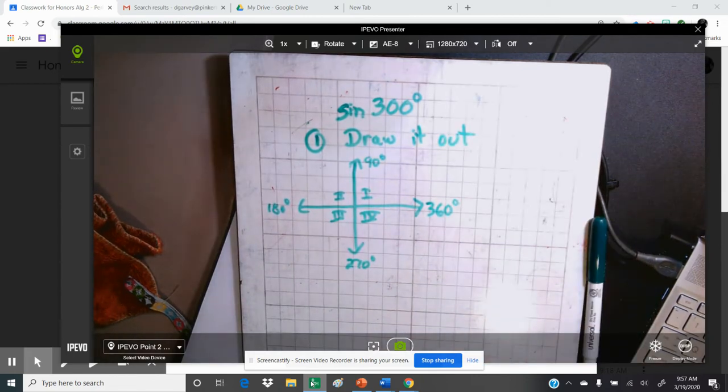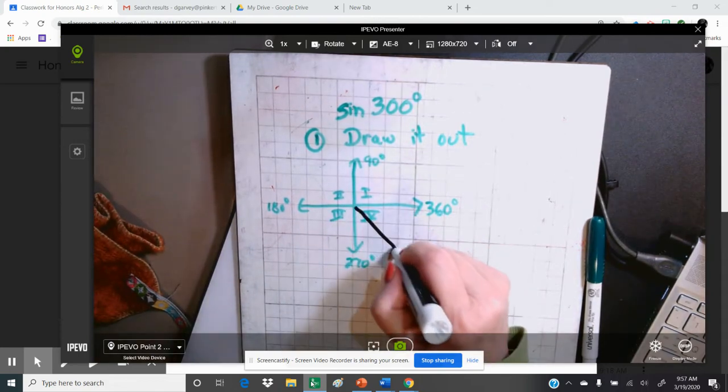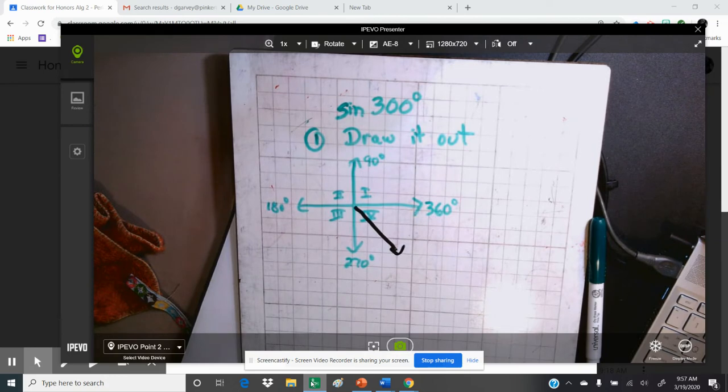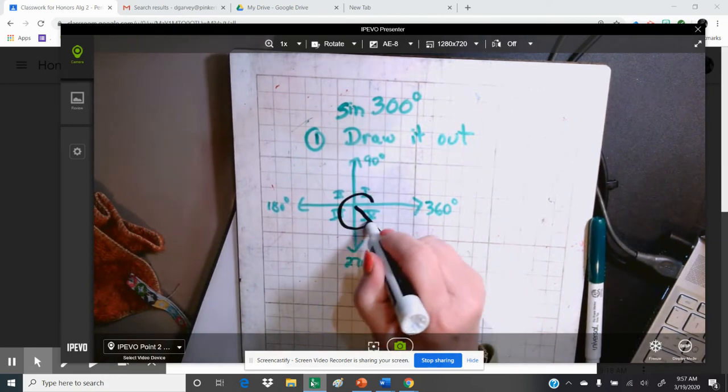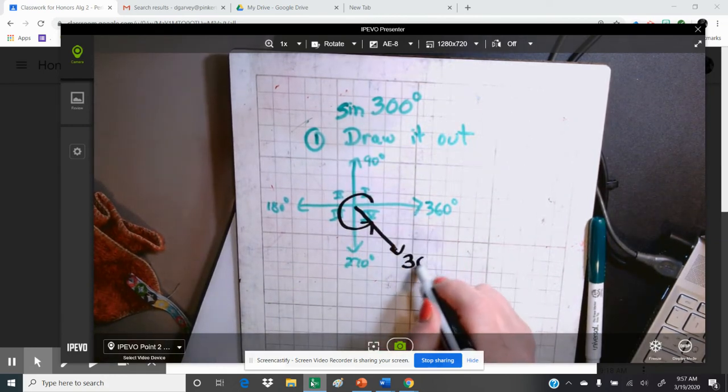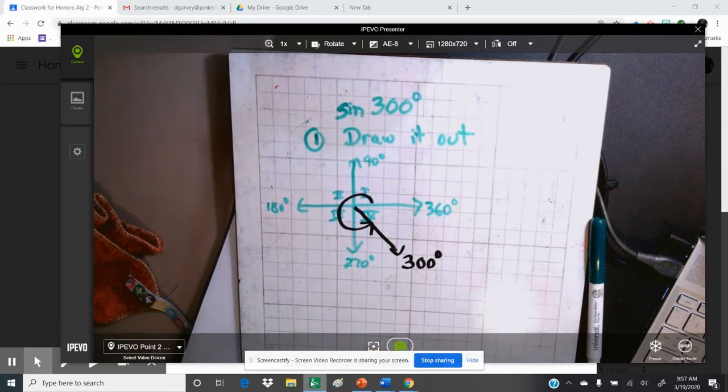So I know that this angle is somewhere between 270 and 360. And again, I don't really care exactly where you put it. I care that you just put it in the right quadrant. So this here would be 300 degrees. All right, so step 1 is done. We know that the angle will lie in quadrant 4.